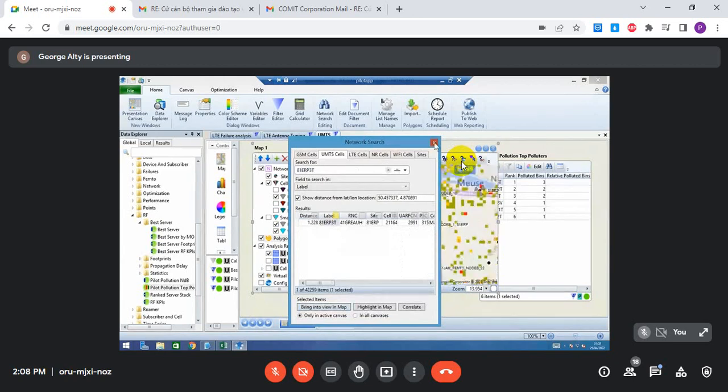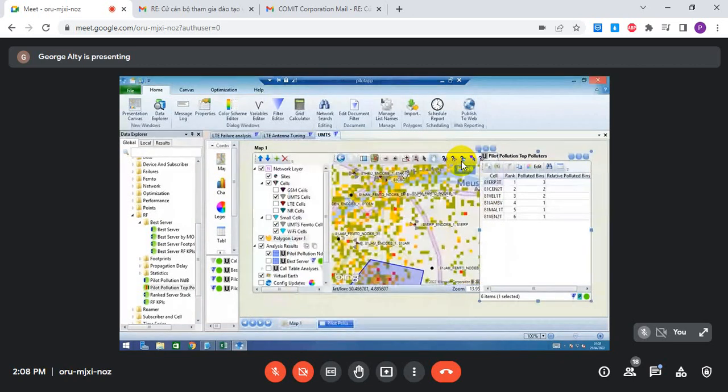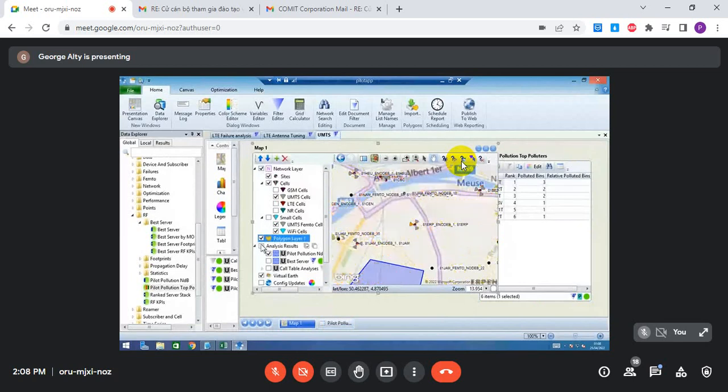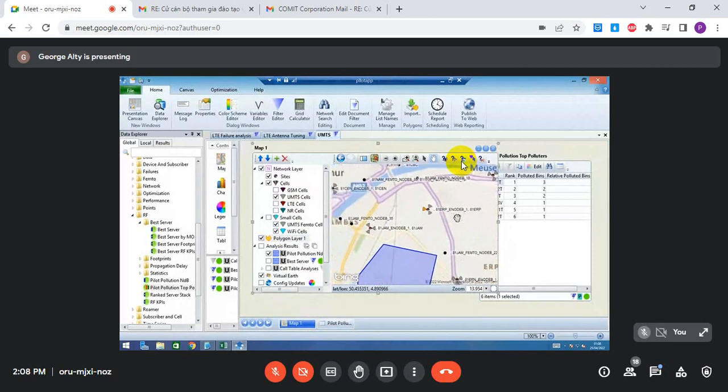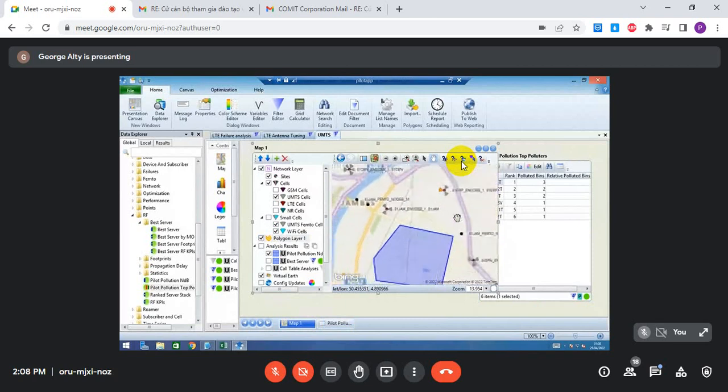Okay, so that particular cell that I've just brought into view there, and it should be highlighted, if I can see it. Just disconnect this. Okay, so that cell there is actually my top polluter in that cell. So from an RF optimization perspective, we can start to look at why that might be the case. I'm just going to deselect the polygon now, so we can see the map properly.